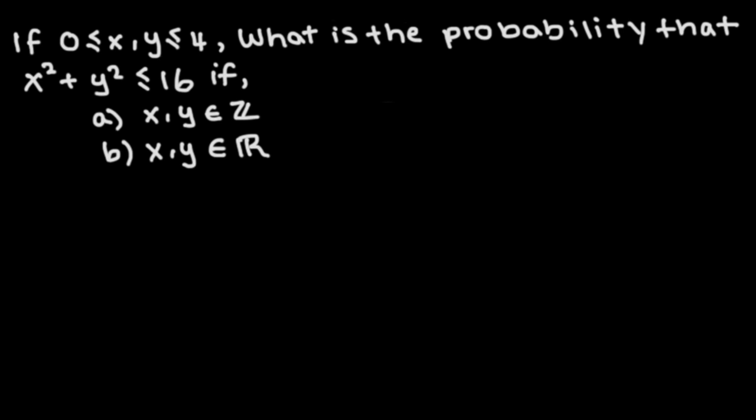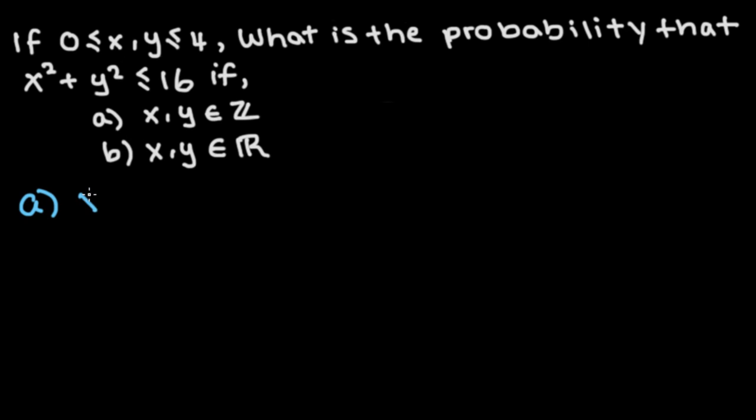If x and y are between 0 and 4, what is the probability that x squared plus y squared is less than or equal to 16 if A, x and y are both integers, and B, x and y are both real numbers? So this is a two-part question, and we're going to start this problem by looking at A, which is understandably the easier one.